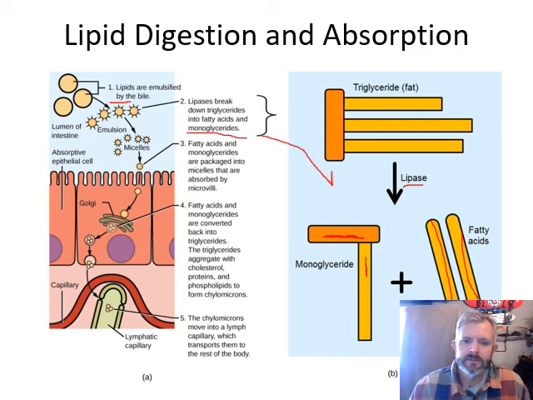When we break down to this, what happens is the fatty acids are packaged into these micelles, little balls of fatty acids and monoglycerides, and this is what is absorbed in through the microvilli. Okay, as we enter the cell, the fatty acids and monoglycerides are converted back to triglycerides, and then they're going to aggregate with cholesterol and proteins and phospholipids to form what are called chylomicrons. That's what you see here.